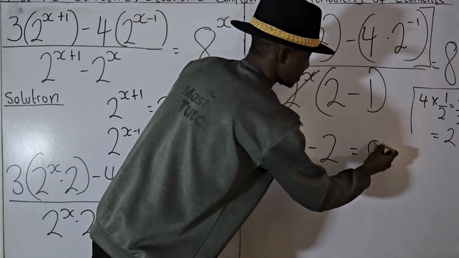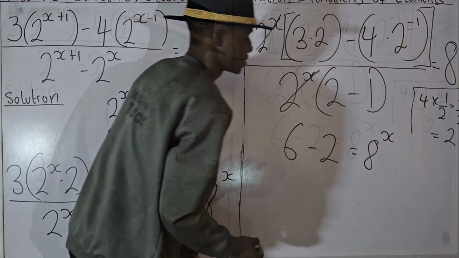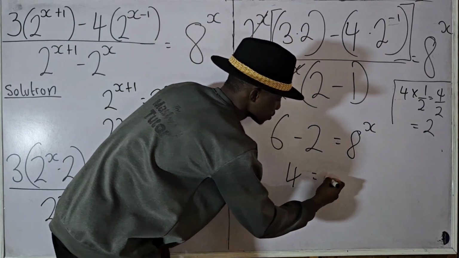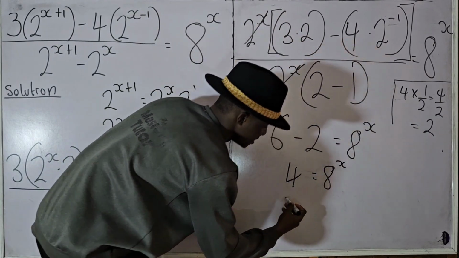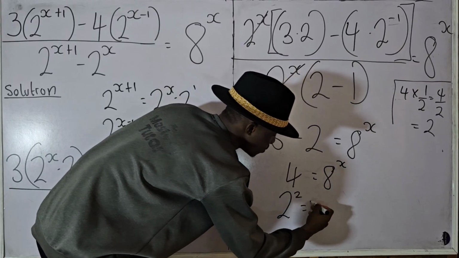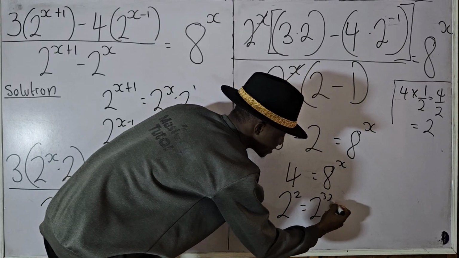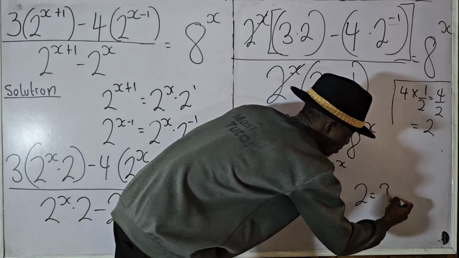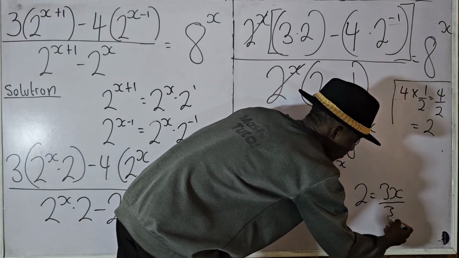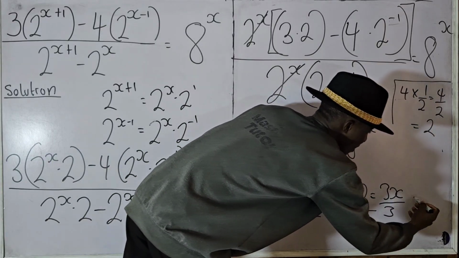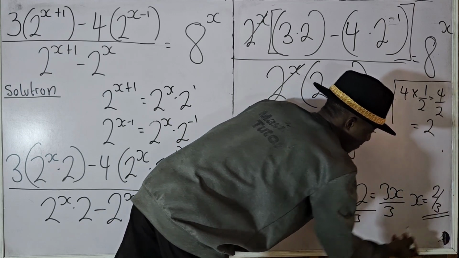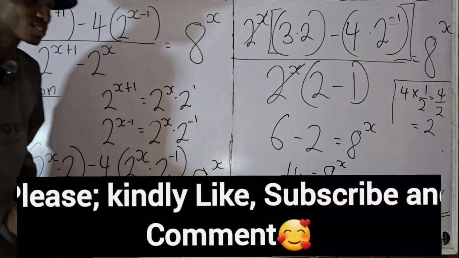This will be equals to 8 raised to the power of x. Now, 6 minus 2 will give us 4. I'm going to have 4 equals to 8 raised to the power of x. 2 raised to the power of 2 equals to 2 raised to the power of 3x. Are you following? So we're going to have 2 equals to 3x. To get the value of x, we have to divide both sides by 3. So x equals to 2 over 3, which is the final answer to the question.